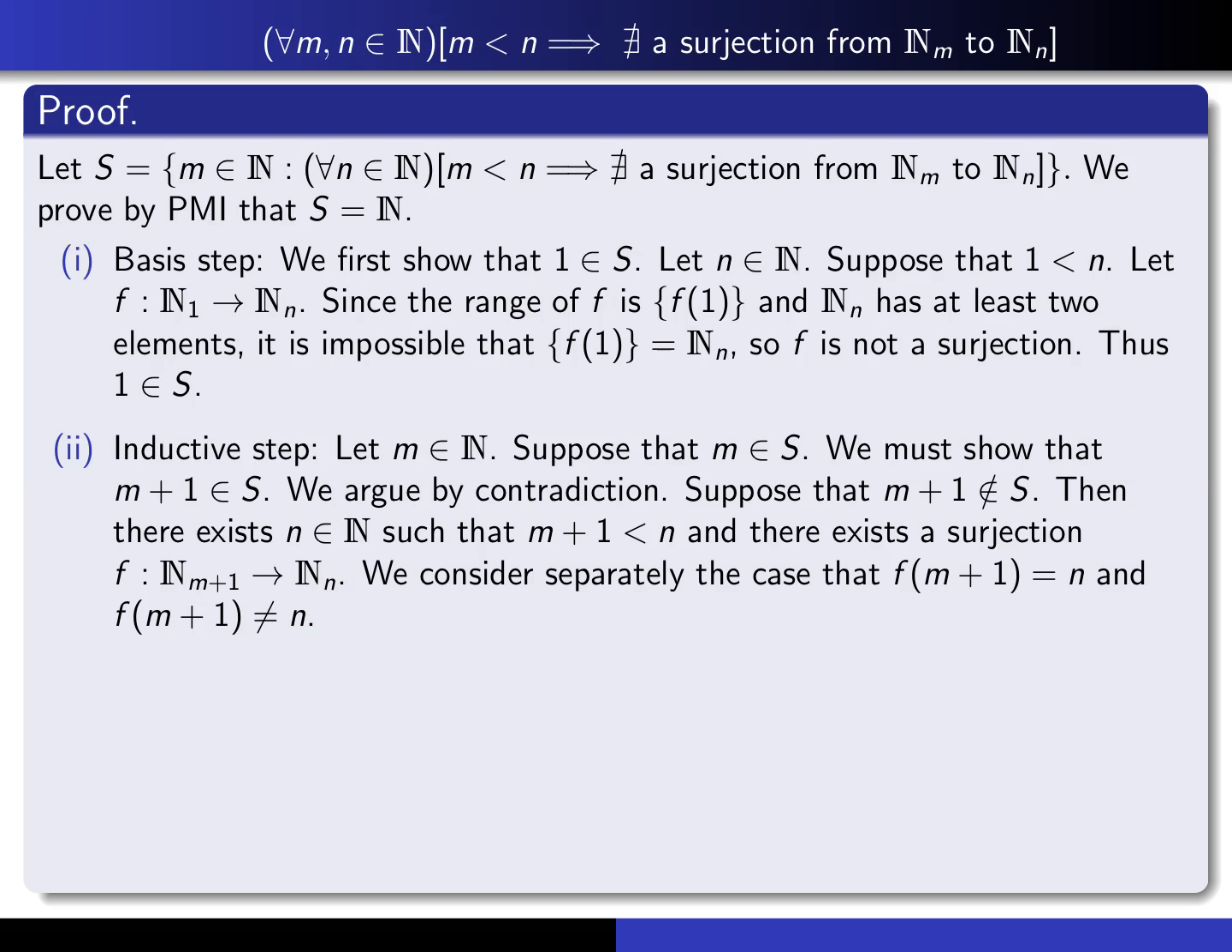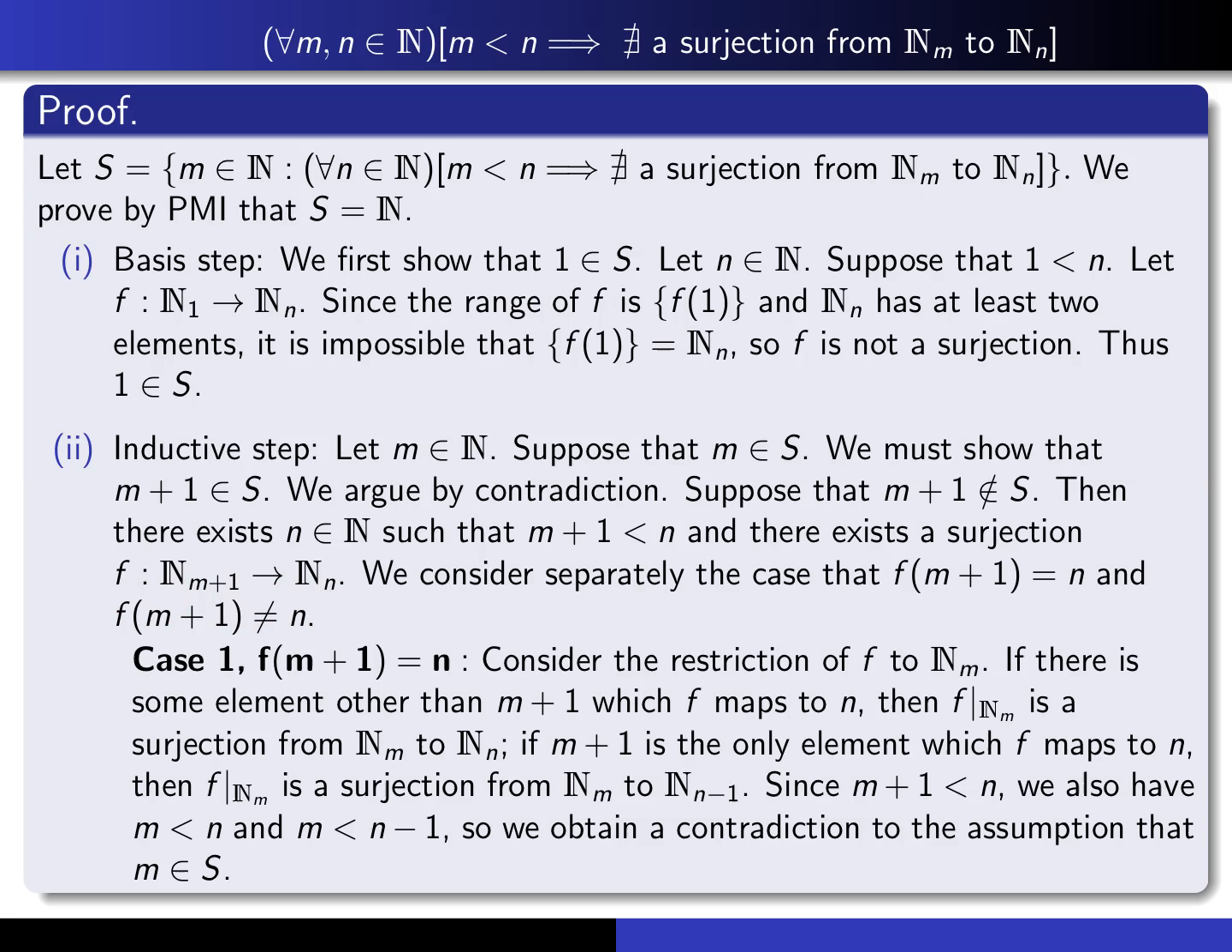Now the idea is, it's going to turn out to be fairly easy to finish the proof if f maps m plus 1 to n. So I'm going to consider separately the case where f of m plus 1 is n, and the case where f of m plus 1 is smaller than n. So here's the proof of case 1.